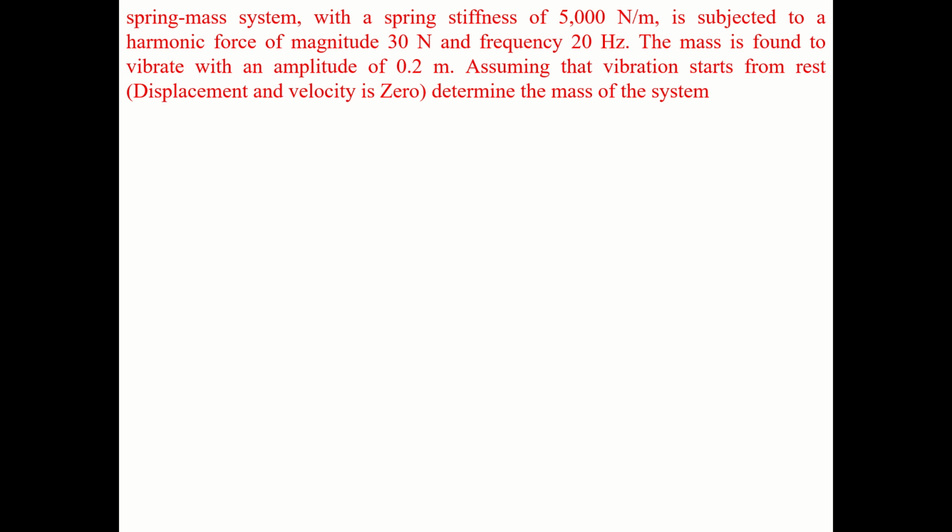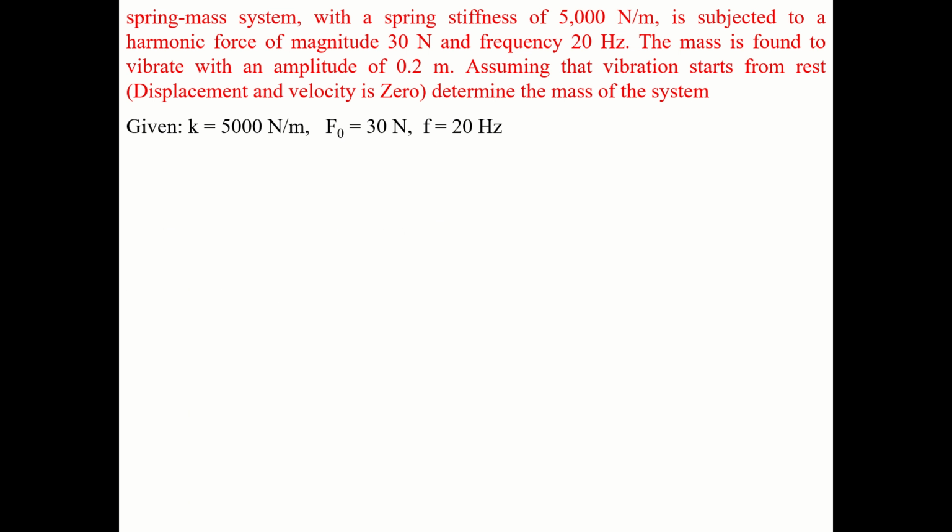So the displacement, the amplitude of the mass, is 0.2 meter. That is the peak, the maximum displacement that can be achieved by the mass. Now we have to find out what is the mass of the system. See how we want to find it out.